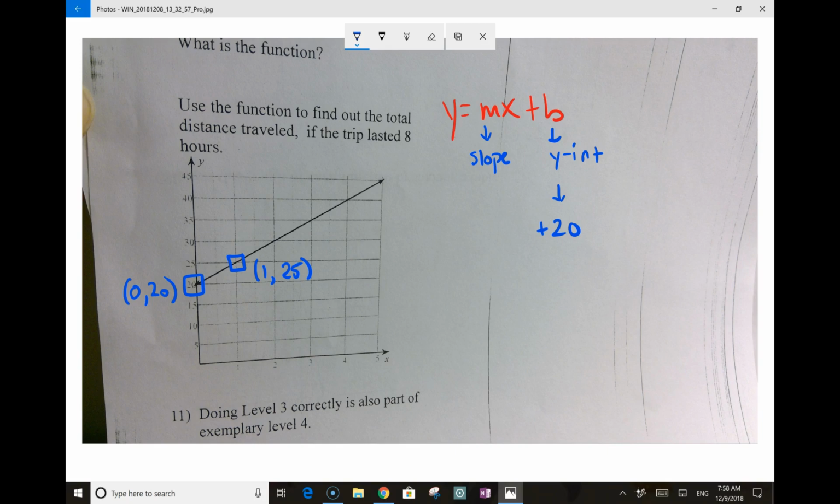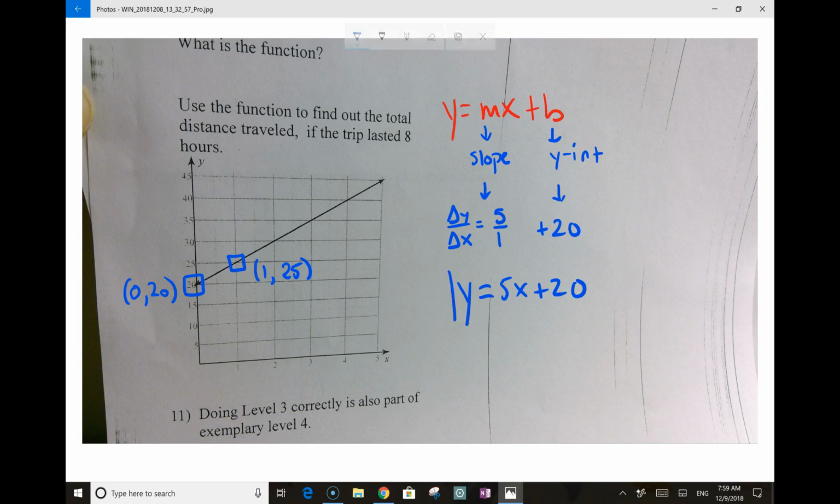In order to get the slope, we have to remember that slope is the changes in your y's versus the changes in your x's. The change in y here, if I'm going from 20 to 25, is 5. So there's a 5-mile change. And then I went from 0 hours to 1 hour, so that's a change in time of 1 hour. And 5 divided by 1 is simply 5. So now I can write the equation as y equals 5x plus 20.